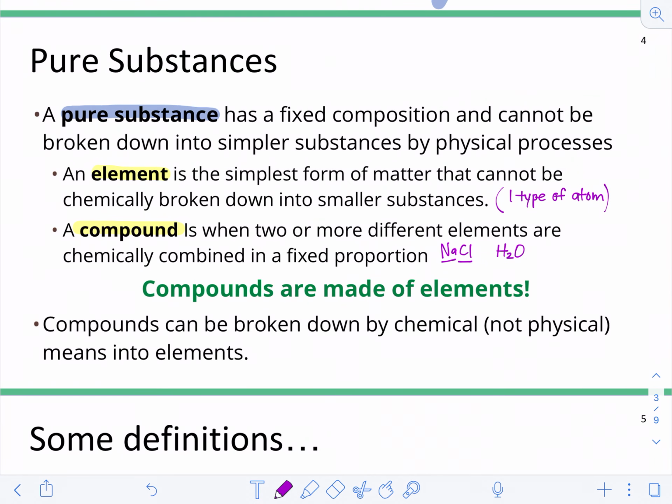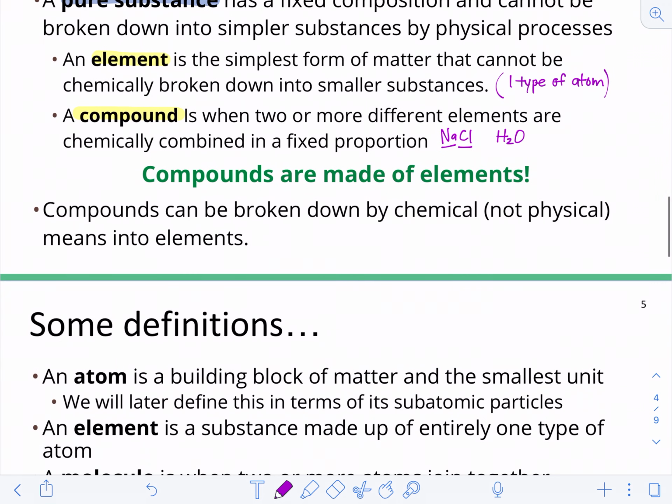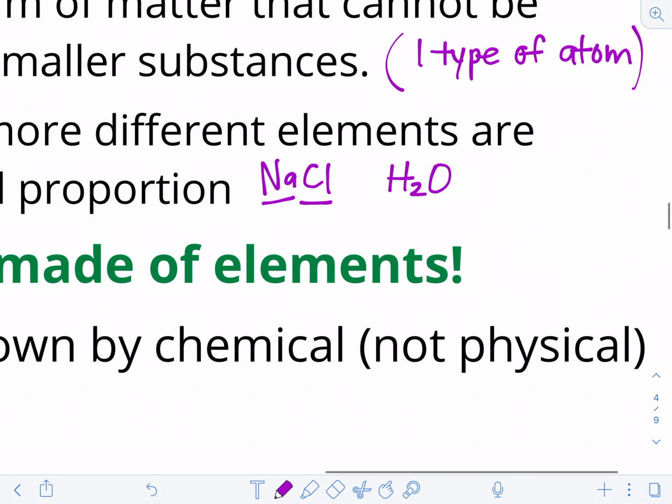So compounds are made of elements, and we just went over that example. And compounds can be broken down by chemical means into elements, but not physical means. So I can't just take NaCl, salt, dissolve it in water, and boil it off, and all of a sudden I don't have salt anymore. That's not going to happen because remember, boiling and vaporization are physical processes. So that's not going to separate it.